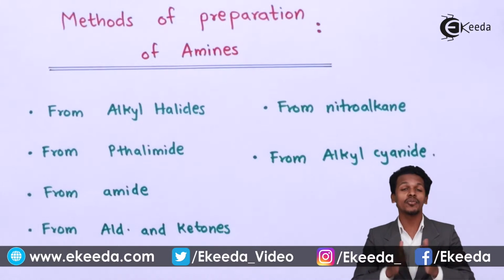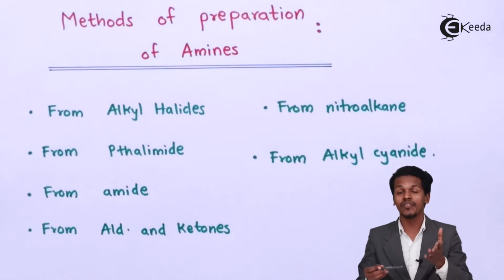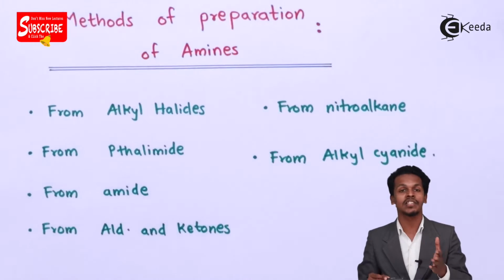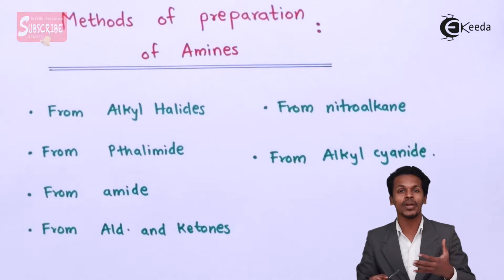So friends, in this topic we are going to talk about the methods of preparation of amines. For that, there are particular reactants from which we can easily prepare amines, and the first is alkyl halide. This process is basically known as ammonolysis, and we are going to talk about the details in our next lecture.